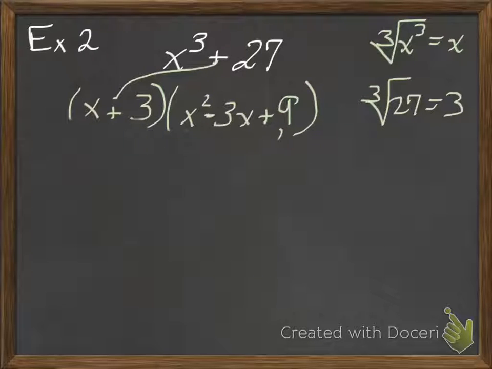Normally when you find an x squared, we always try to factor it. These are always going to be prime. That second set of factors is always prime.